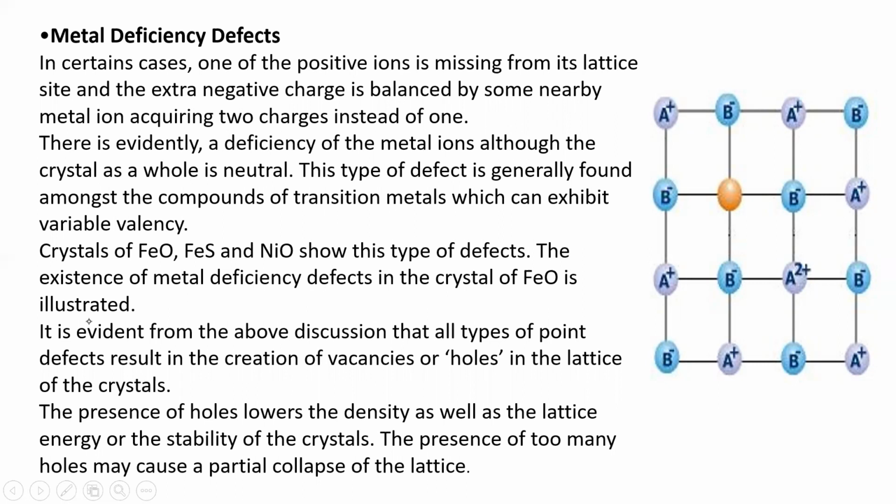It is evident from the above discussion that all types of point defects result in the creation of vacancies or holes in the lattice of the crystals. The presence of holes lowers the density as well as the lattice energy or the stability of the crystals. The presence of too many holes may cause a partial collapse of the lattice also. So this is called metal deficiency defect. One of the cations is missing from the lattice site, and that cation will be occupying another cation, making A2 plus. You can see here A2 plus. Now this is called metal deficiency defect.